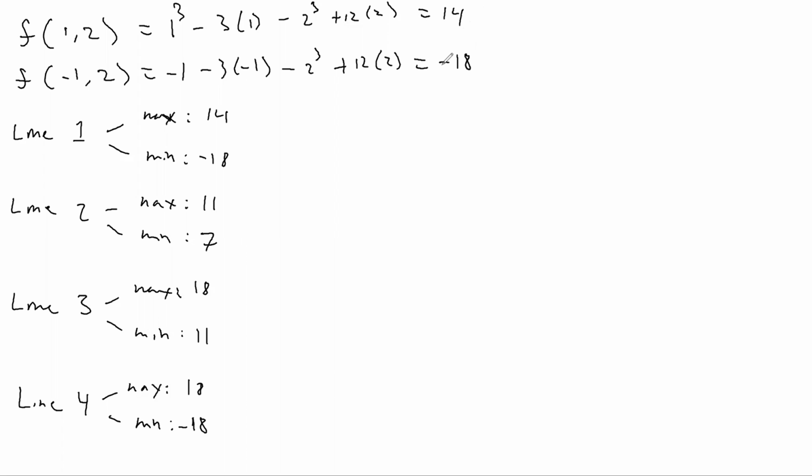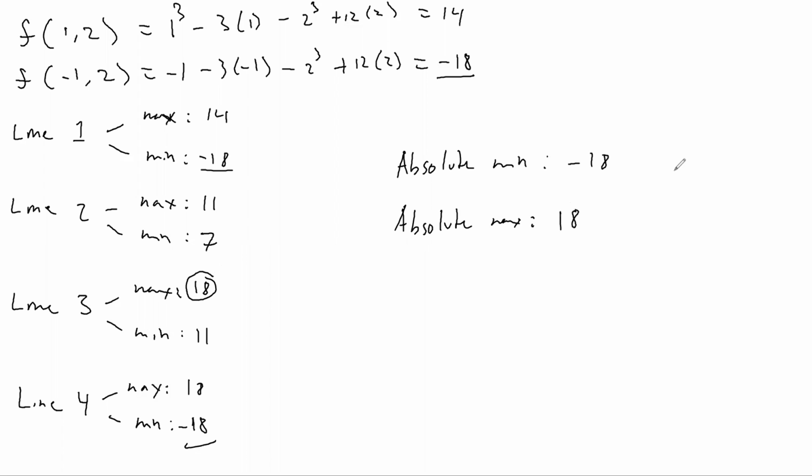Okay. So based off all these values, we see that -18 is going to be my absolute minimum. And my absolute maximum is actually going to be positive 18 right there from line 3. All right, so I'm going to write down the different steps that we just went over for this question. It was quite a lengthy process.